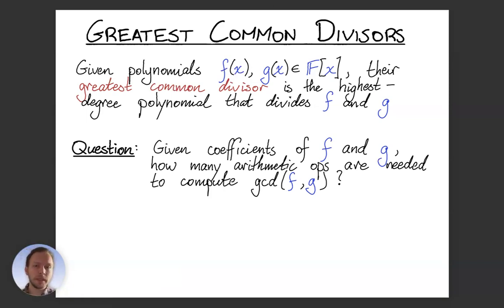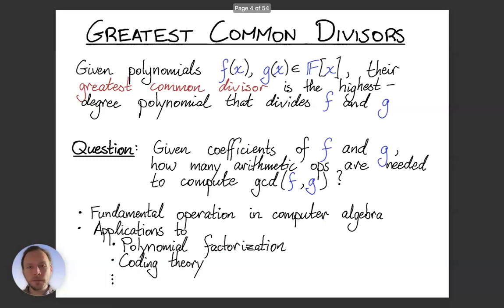So we'll be concerned with the number of additions, subtractions, multiplications, and divisions that our algorithm uses, but we may not necessarily care about the bit complexity of these operations. Why are we interested in computing the GCD? Well, this is a fundamental operation in computer algebra with numerous applications, including to algorithms for polynomial factorization, decoding of error-correcting codes, and so on.